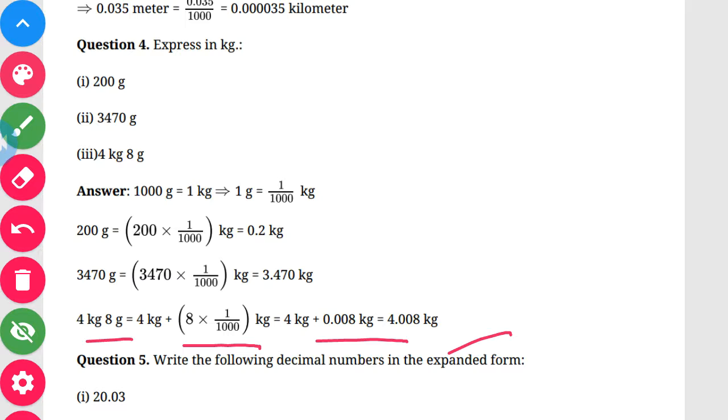Only you need to be perfect with your conversion. 1 kg is equal to 1000 grams. So if I want to convert gram to kg, the gram is the smaller quantity and kg is the bigger quantity. From smaller to bigger, it is a division process, and when it is bigger to smaller, it becomes a multiplication process. You have to keep this in mind. I hope you have understood this.